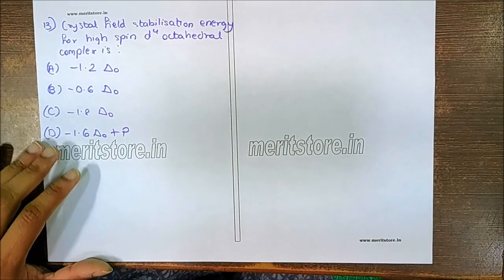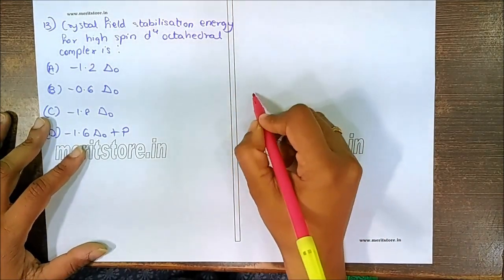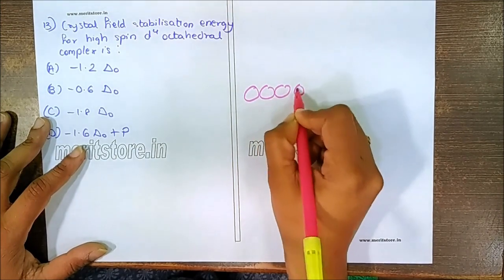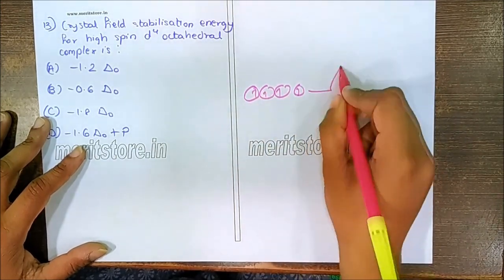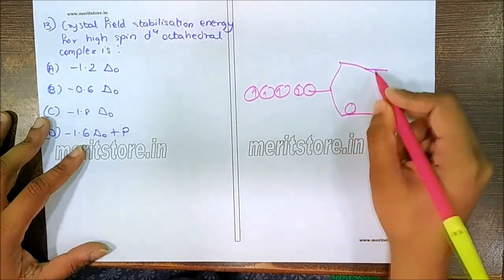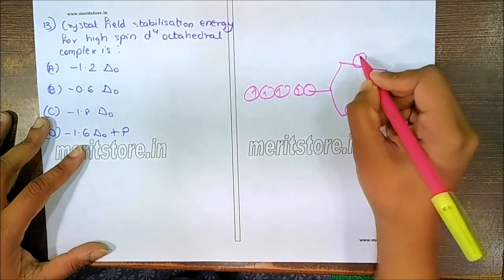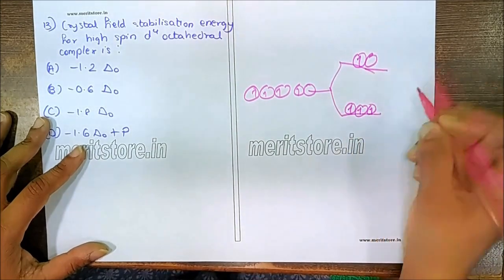The crystal field stabilization energy for the high spin d4 complex. Now if I talk about a d4 complex, we have 4 unpaired electrons. Now when this will split into 2 groups, it's a high spin. High spin means the gap is very small, so electrons will prefer to go to the higher level.